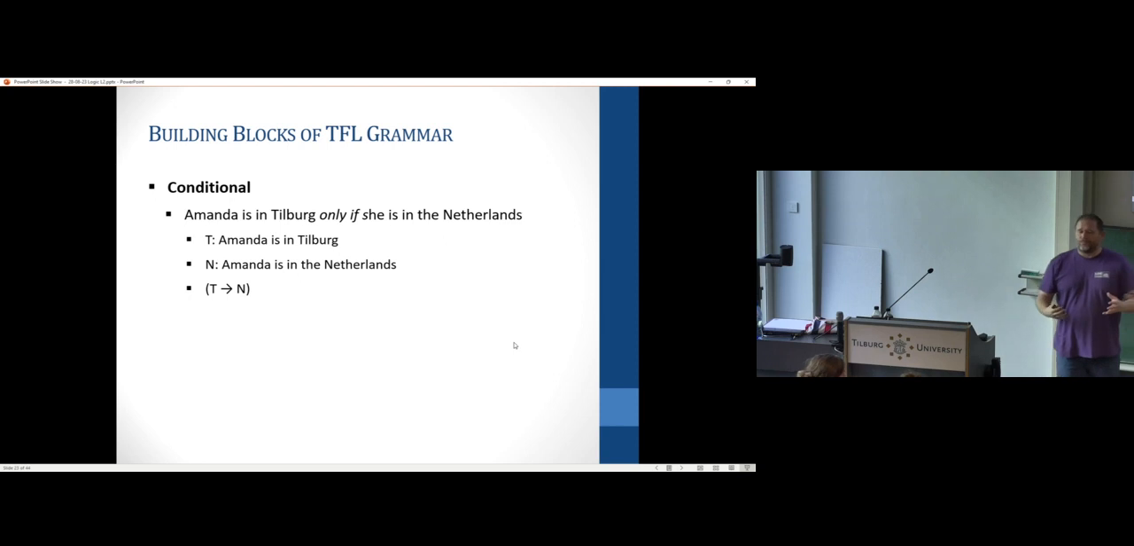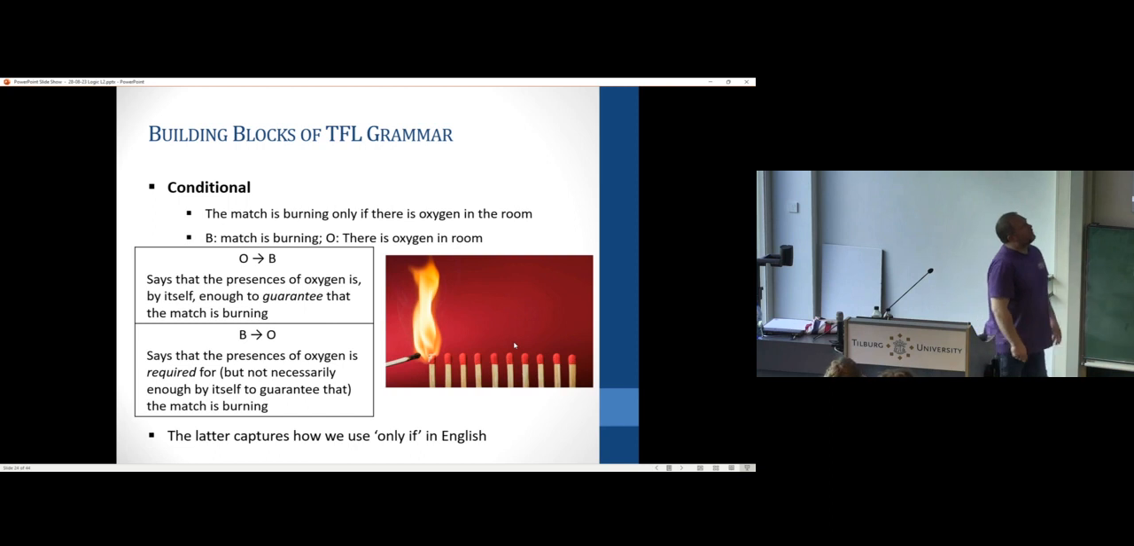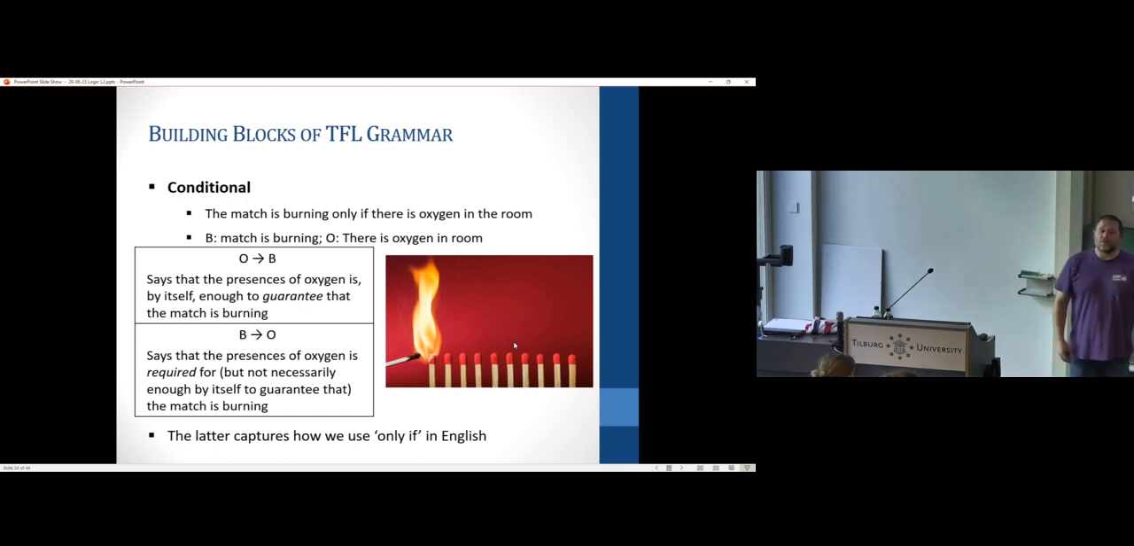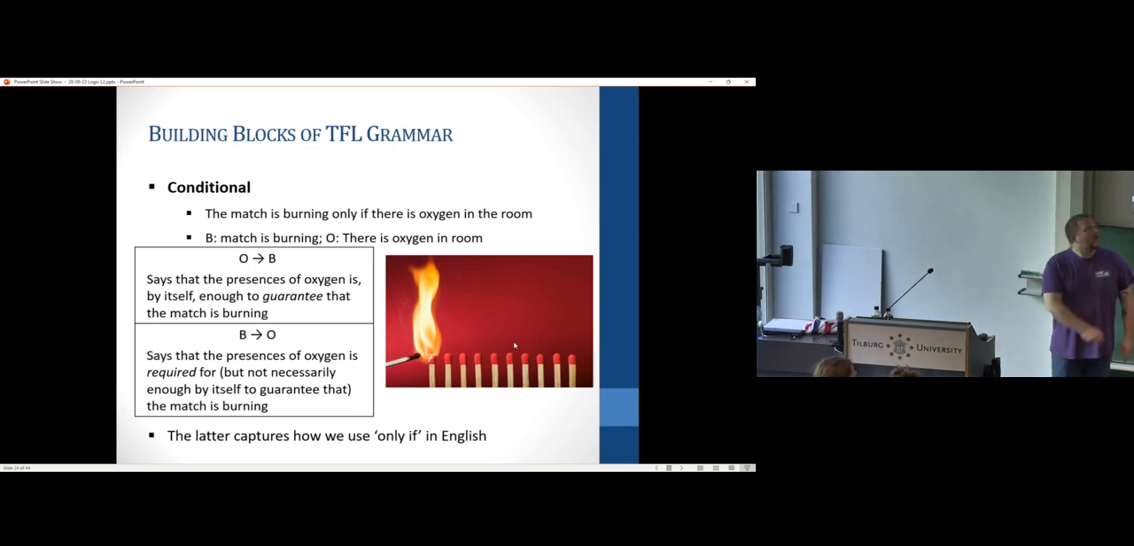Now this is weird, and I'll try and give you a motivation case for it. Consider this. The match is burning only if there's oxygen in the room. The kind of thing you might read in a math text, or a physics or chemistry textbook. Now let's have B be the match is burning, and O be there's oxygen in the room. How would we symbolize this? Well, one way we do it is we could take O as our antecedent and B as our consequent.